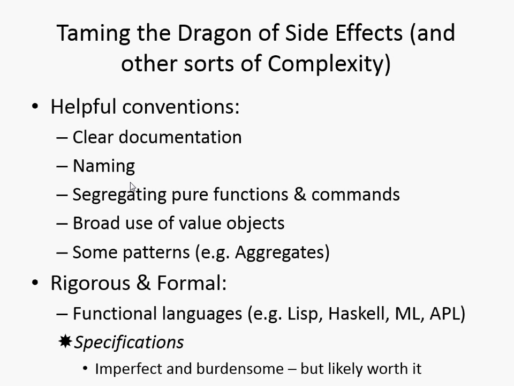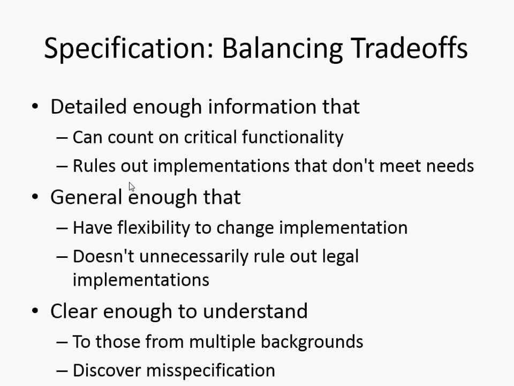So in short, if we want to tame the dragon of side effects, if we want to have modularity in our program, having abstraction by specification is key. So let's talk about this. The specification needs to balance its level of detail. Detailed enough that we can count on key functionality, but it needs to rule out certain implementations that don't meet the needs.